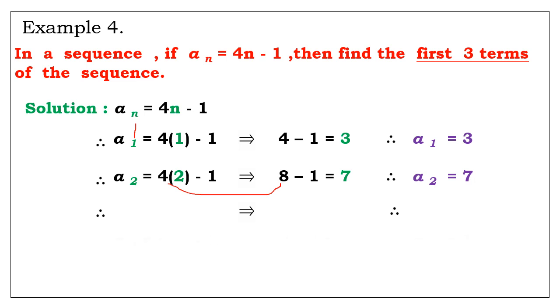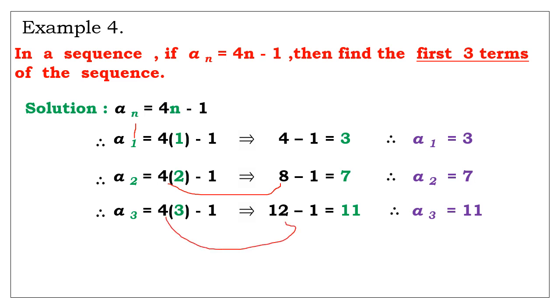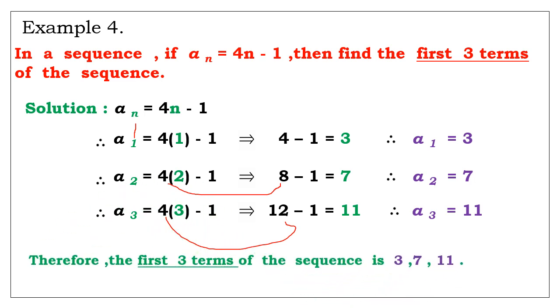Same as in the third step, apply n value is 3. Therefore a3 equals 4 of 3 minus 1. Now you multiply, 4 3s are 12, minus 1 as it is. Now subtract 12 minus 1, the result is 11. Therefore a3 equals 11. Therefore the first 3 terms of the sequence are 3, 7 and 11.